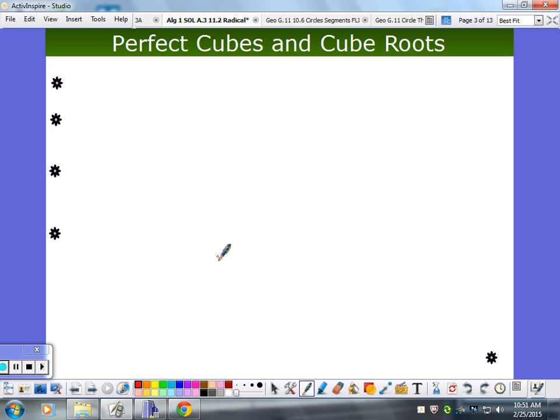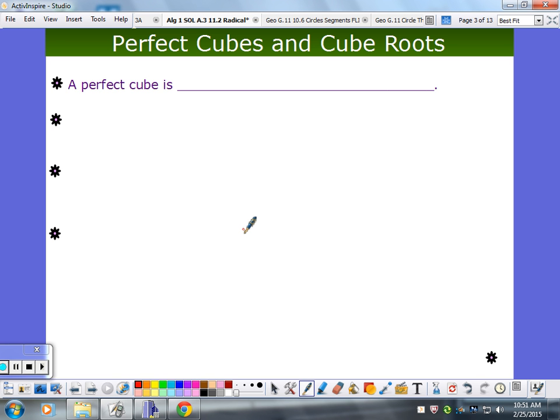Okay, this is new. Perfect cubes and cube roots. Now this is an exponent of 3. So we know what a perfect square is. What's a perfect cube? 3 numbers that go into one number. We're on the right track here.